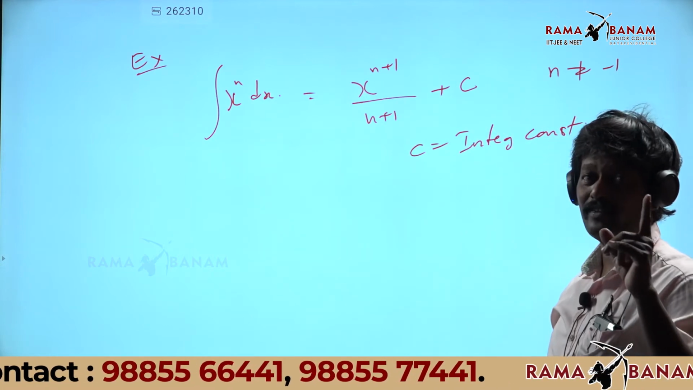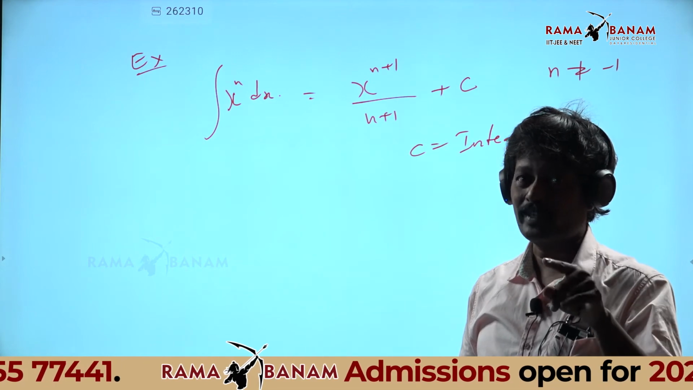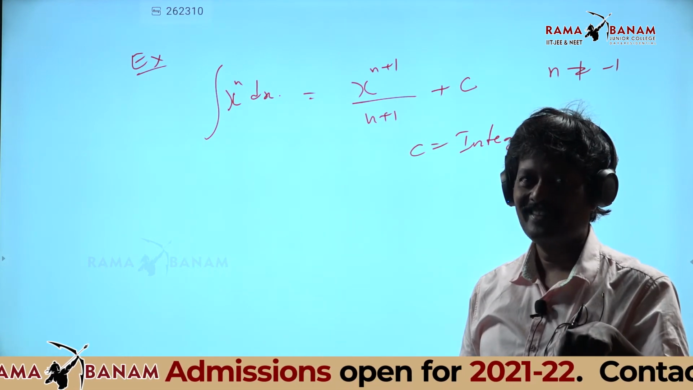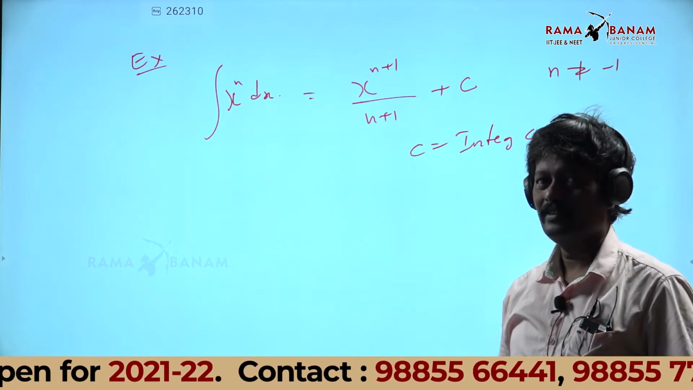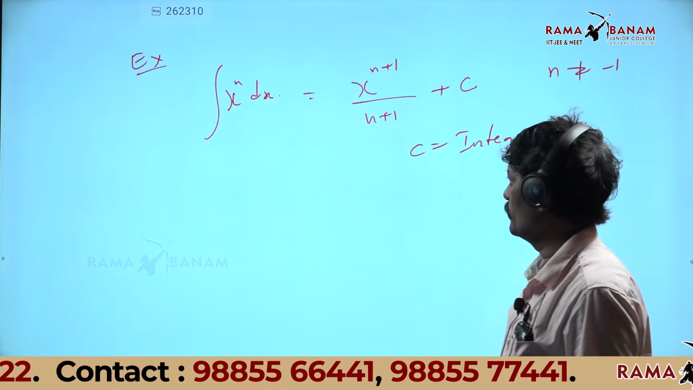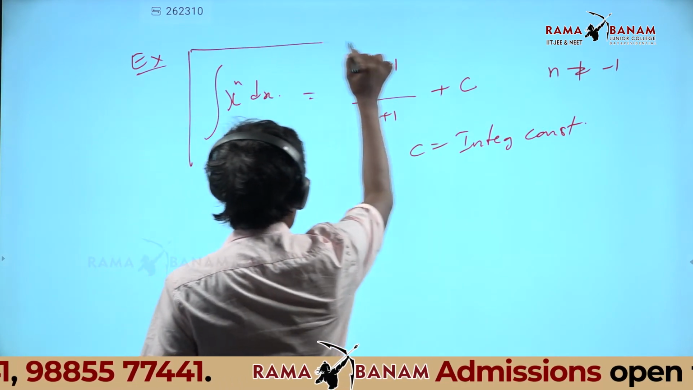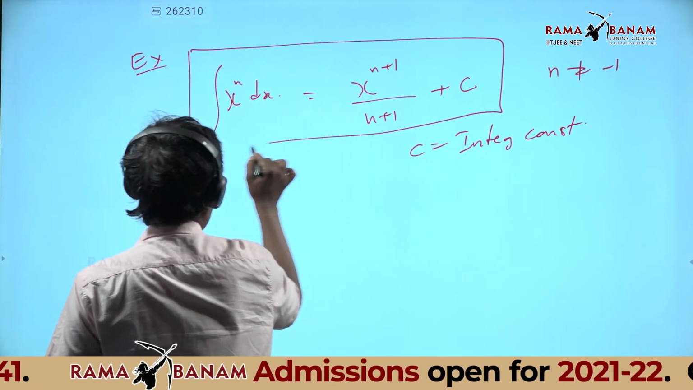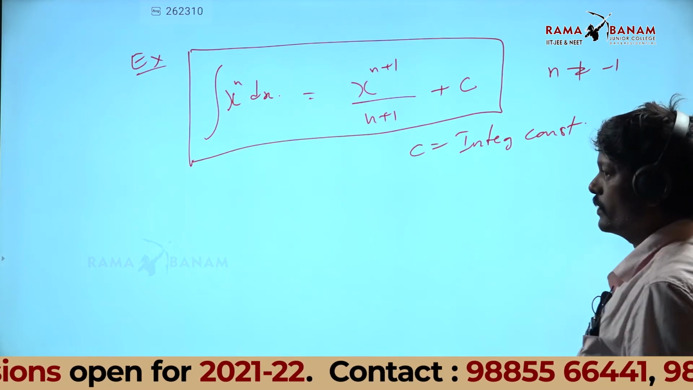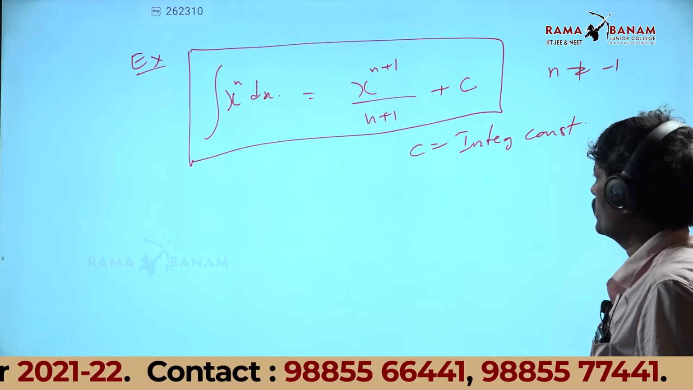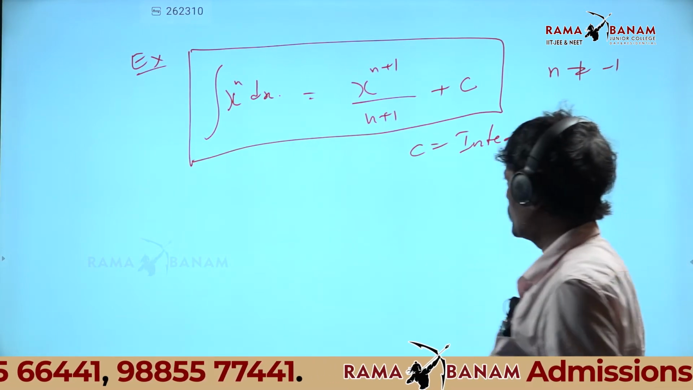Generally we discussed one function, y equal to x square. Mostly we use that only. Their n value in y equal to x square is how much? 2. Very good. So write that formula. This is the most important formula we are going to use in physics. Integral x power n dx is x power n plus 1 by n plus 1 plus c. That is the first one.